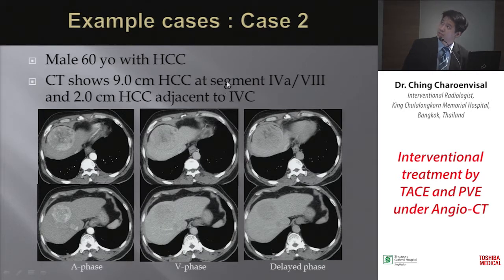The other case, the second case, is a male, 60 years old. The CT shows a 9 centimeter HCC at segment 4A/8 and a 2 centimeter HCC adjacent to the IVC. This is the 9 centimeter HCC here, and the small one is here, adjacent to the IVC.